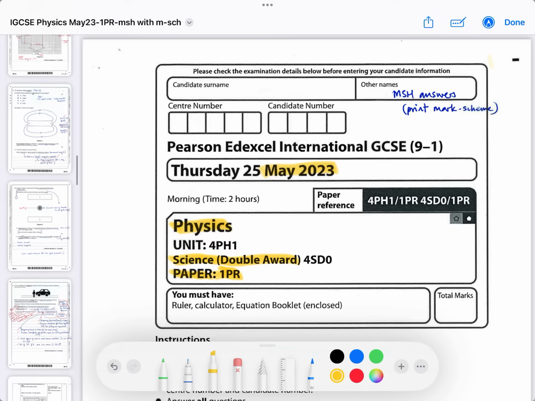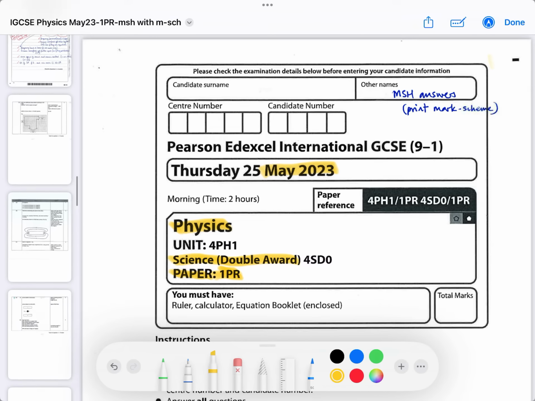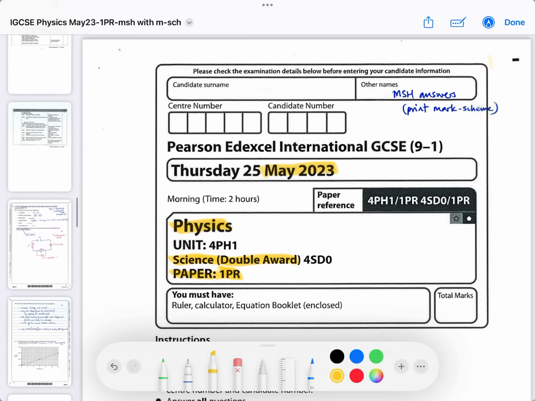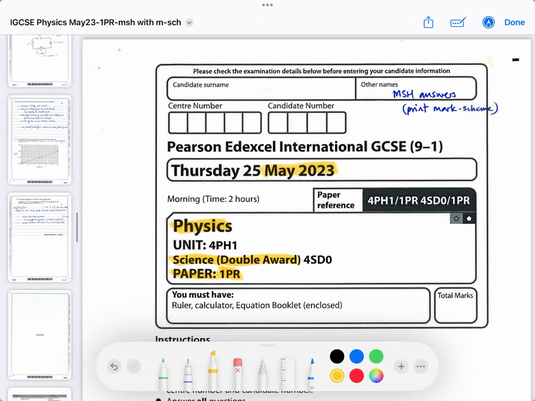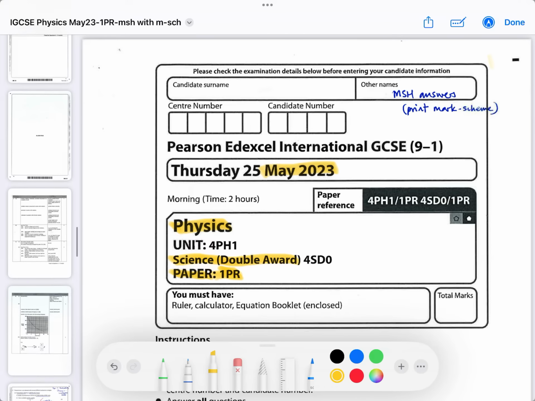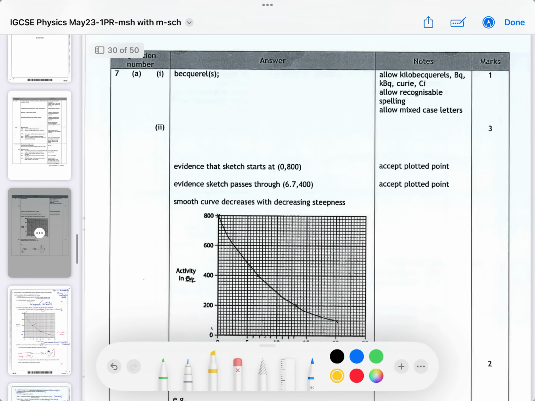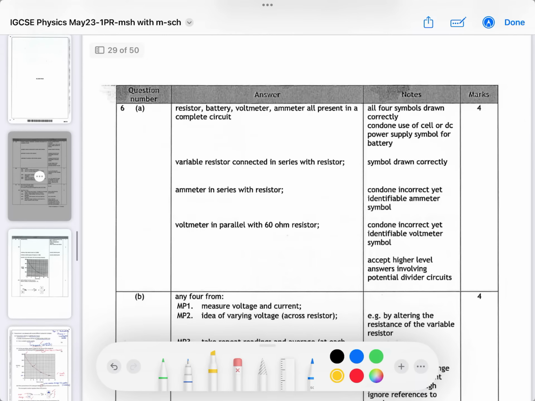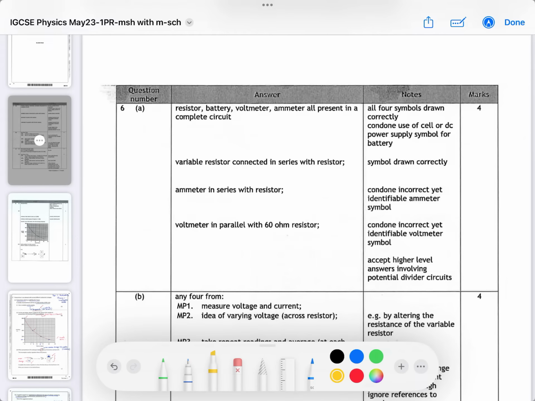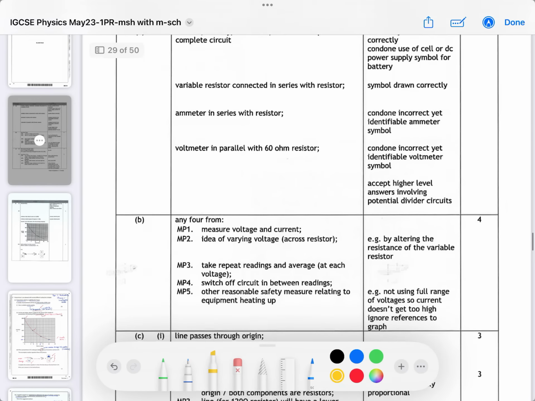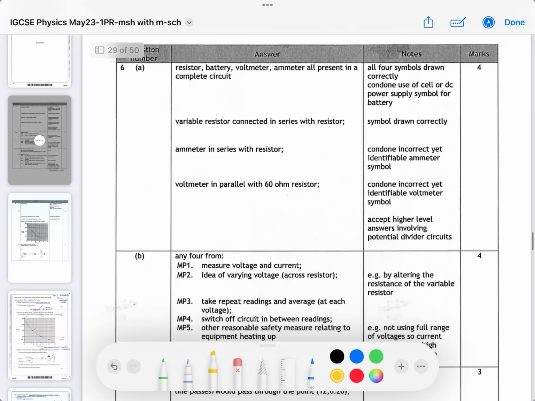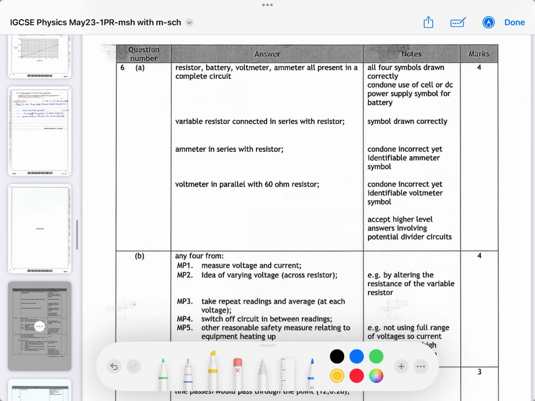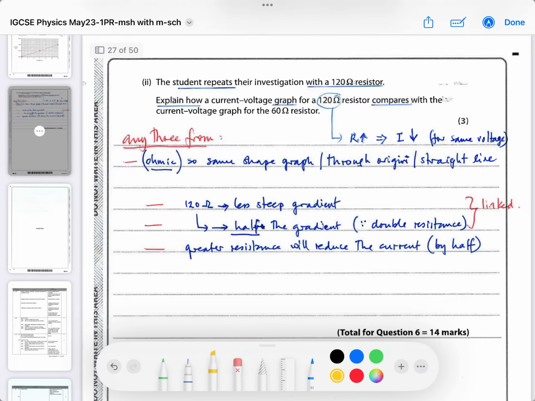So I'm just looking for the right question that we got to, and we will start as soon as I find it. Okay, so I think it's here. So we did question 6. It was about the 60 ohm resistor. So let's just go back. Yeah, so we looked at that.